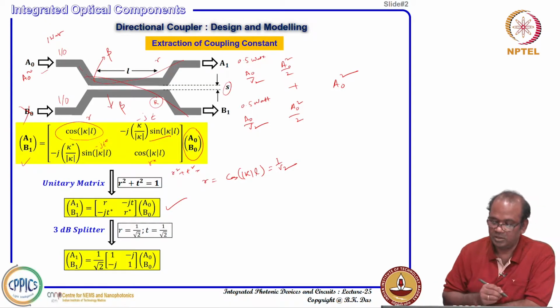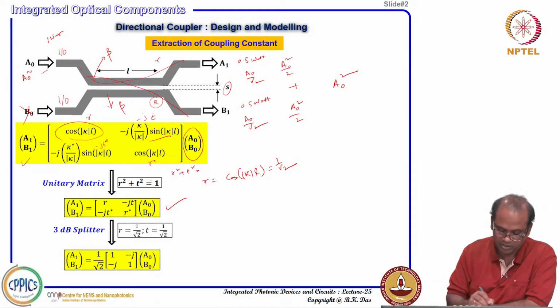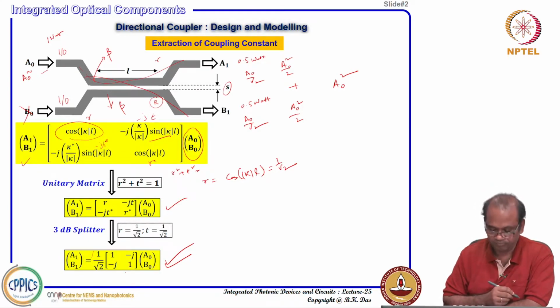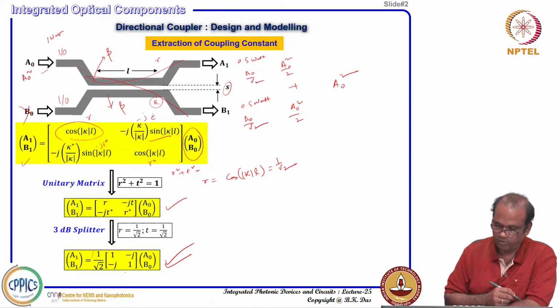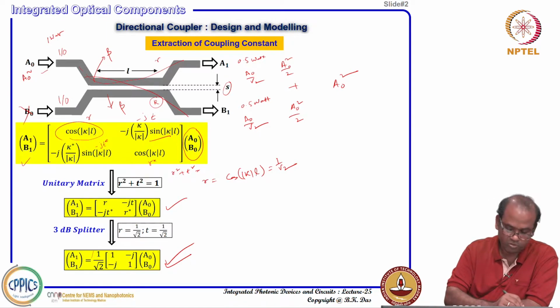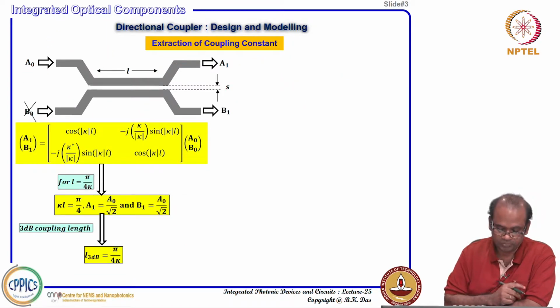So, then it is accordingly, if you design your transfer matrix, that is R equal to 1 by root 2, T equal to 1 by root 2, if you take a factor, then you can represent a 3 dB power splitter using a directional coupler. This would be your transfer matrix. Okay. Fine. So, now let us clean up things.